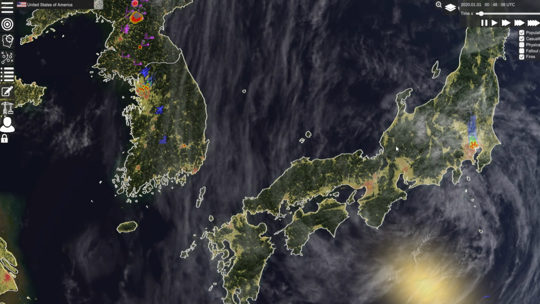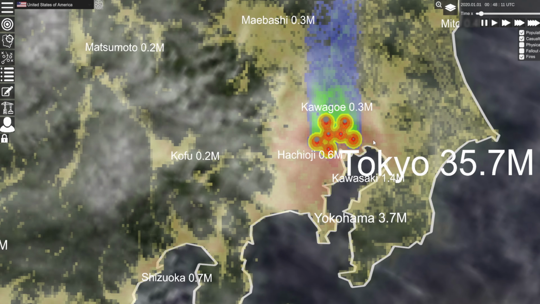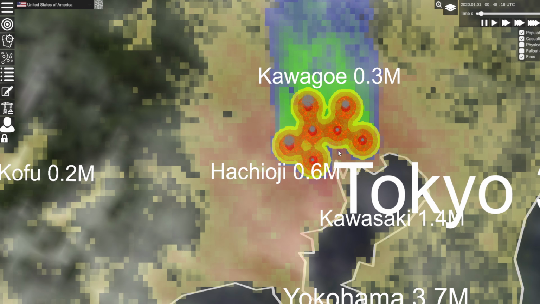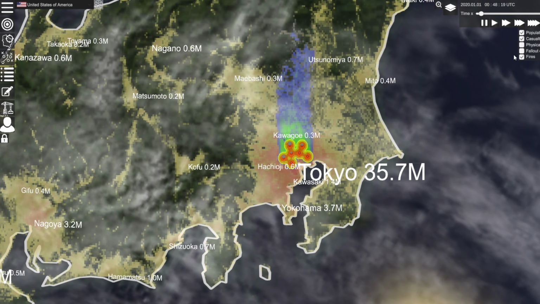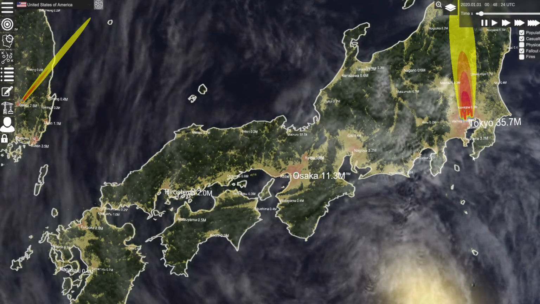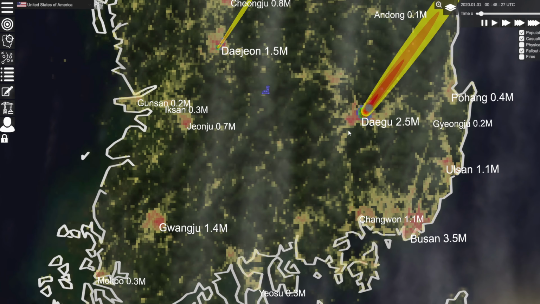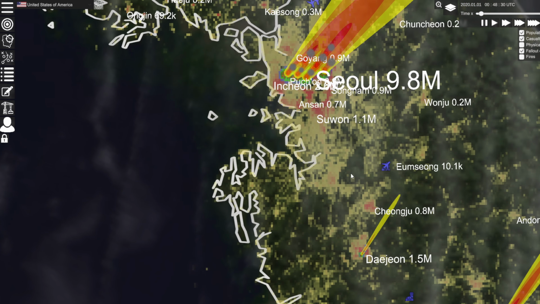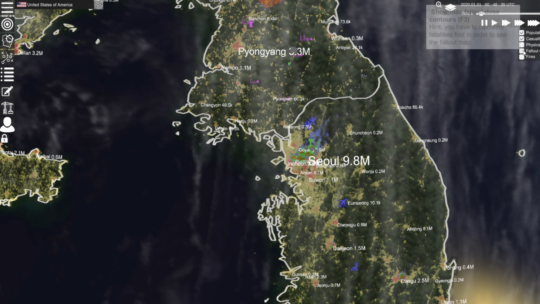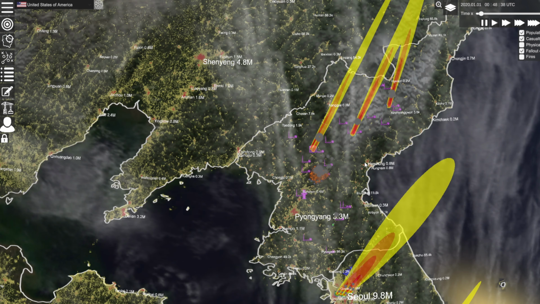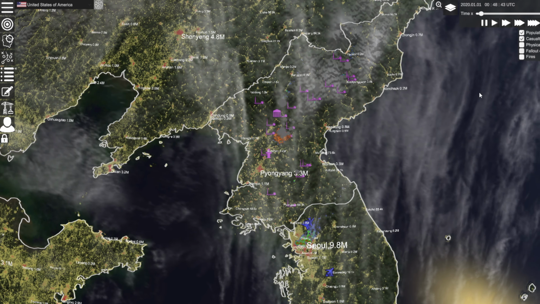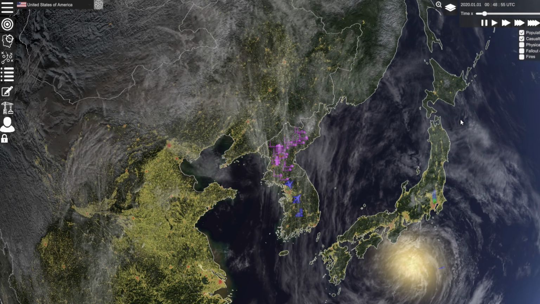And again, you can see where Tokyo is. Multiple impact points. 1, 2, 3, 4, 5, 6, 7 impact points. If we look at the fallout all across, blowing north across Japan, and the same for targets hit in South Korea as well. And remove the fallout. So far, North Korea has actually escaped fairly significant damage, but that is going to change rather quickly.